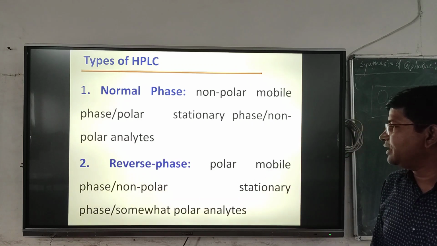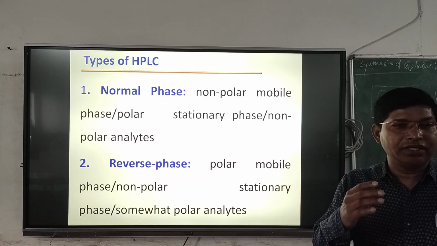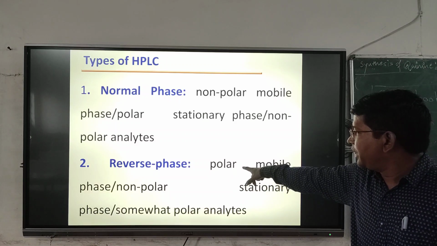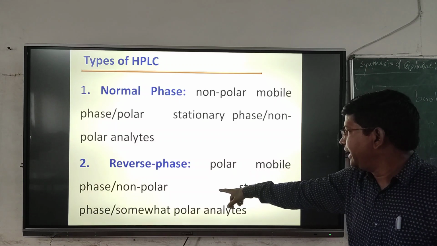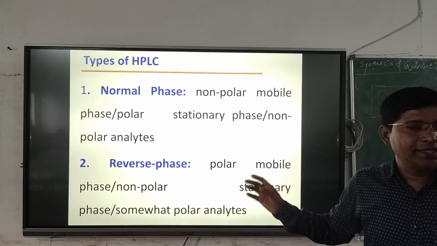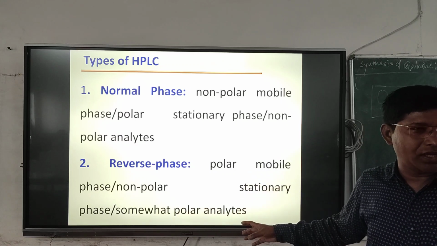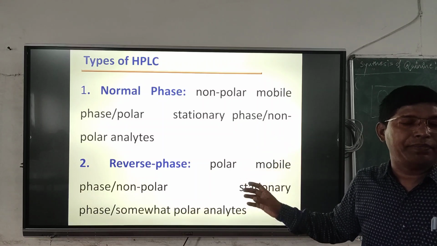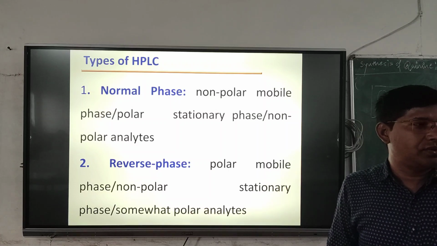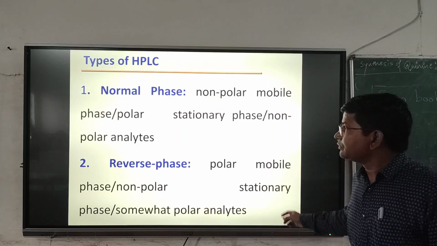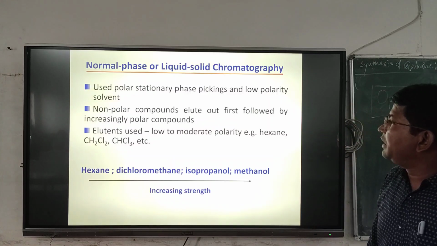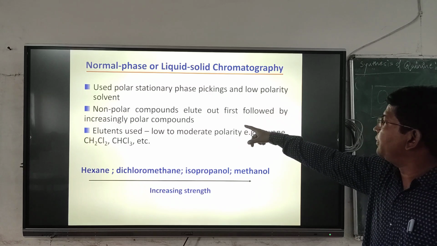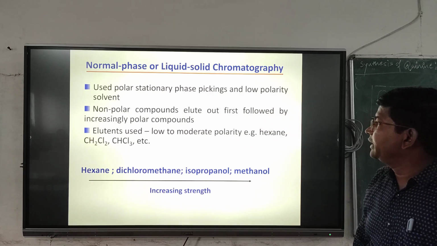The next one is reverse phase. Generally in reverse phase we use the opposite of normal phase, where we use a polar mobile phase and a non-polar stationary phase, and this is a universal chromatography. Generally 95% or 99% of people use this reverse phase chromatography in HPLC. In normal phase chromatography, taking a low polarity solvent, non-polar compounds are eluted first, followed by increasing polarity.